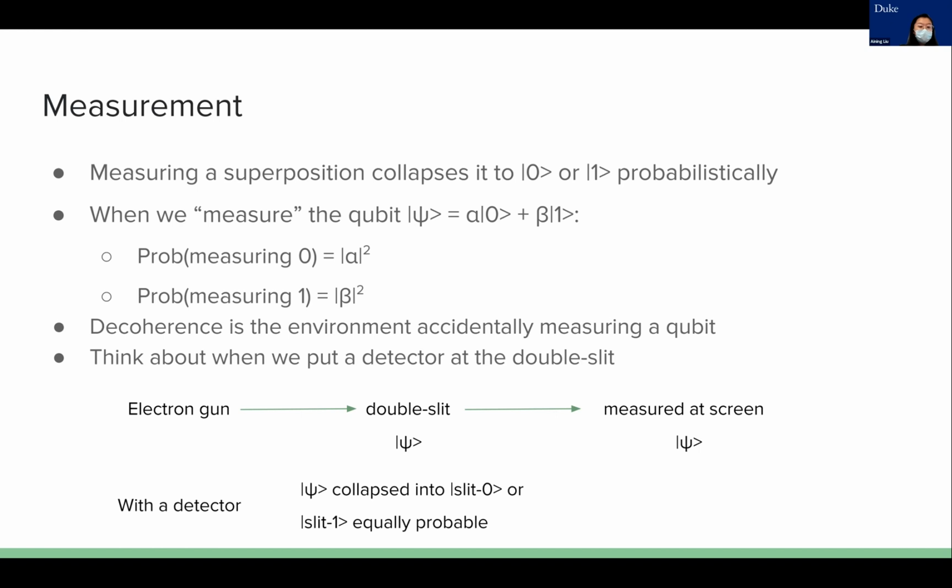But if we have a detector, then this phi will collapse into slit 1 or slit 0 with equal probability, because we measure it and then we force the electron to choose a way to go instead of staying in the superposition state. So when it arrives at the screen, it will be either slit 0 or slit 1, but not a superposition state.